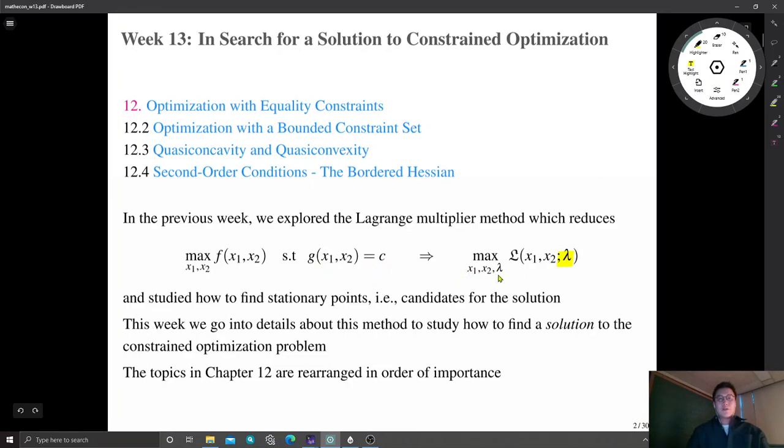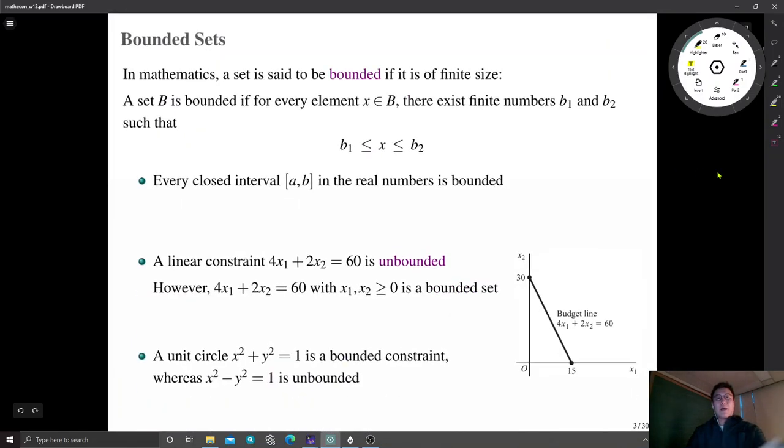More generally, we study how to find the solution to the constraint optimization problem. I'm going to show you several methods that can be employed to find the solution. In this first video, let me introduce the method that can be adopted whenever the constraint is given by a bounded set. Let me first elaborate on what I mean by a bounded set.